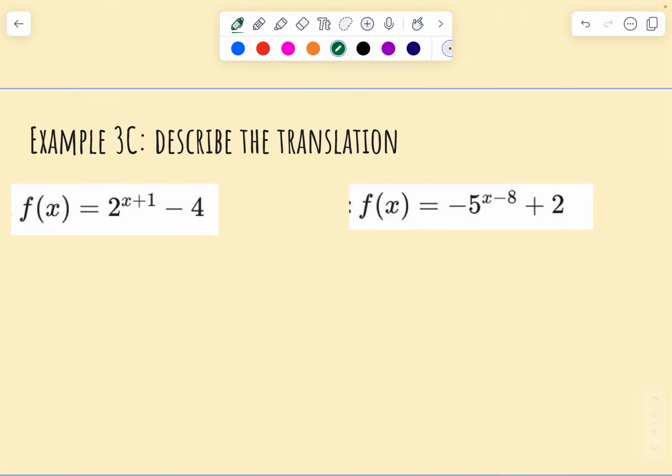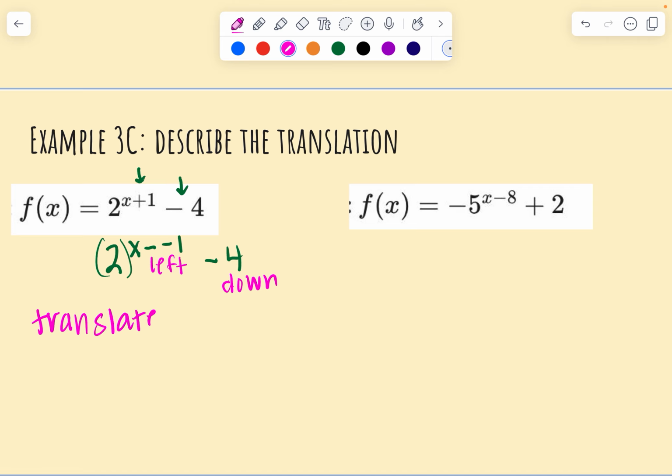Here we have 2 different ones. We have the x plus 1 there, and then minus 4 there. So we have to describe what both of those does. Again, this is like 2 to the power of x minus -1 minus 4. So since we're taking away a negative number, that's going to make it move left. And then subtracting a number at the end makes it move down. So we're going to say two things here. Translates 1 unit left and 4 units down.